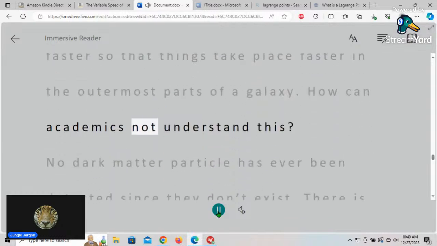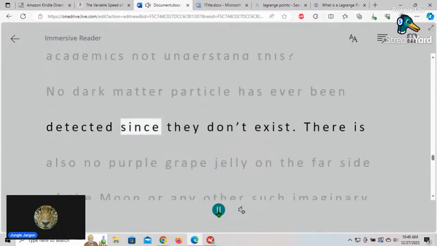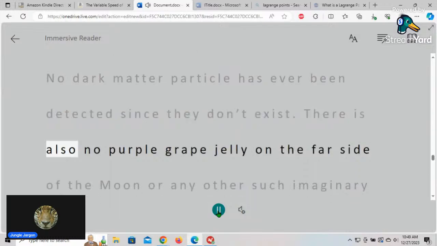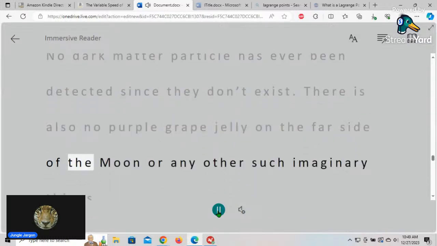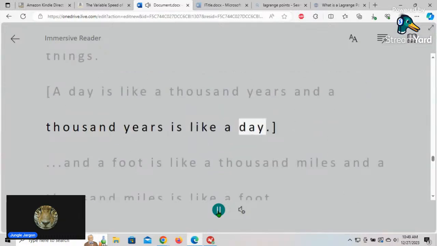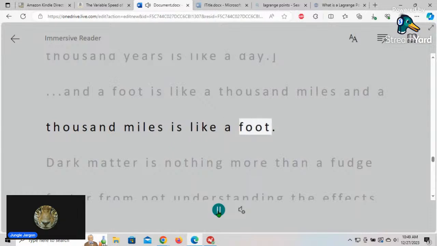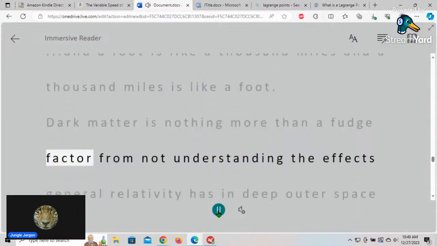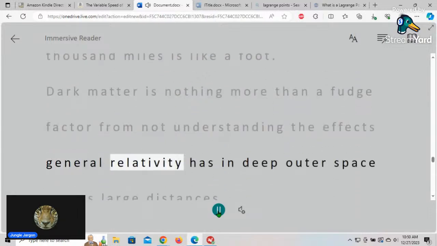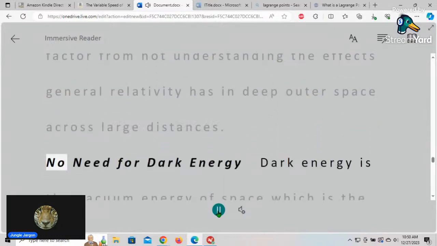How can academics not understand this? No dark matter particle has ever been detected since they don't exist. There is also no purple grape jelly on the far side of the moon or any other such imaginary things. A day is like 1,000 years, and 1,000 years is like a day. And a foot is like 1,000 miles, and 1,000 miles is like a foot. Dark matter is nothing more than a fudge factor from not understanding the effects general relativity has in deep outer space across large distances. No need for dark energy.